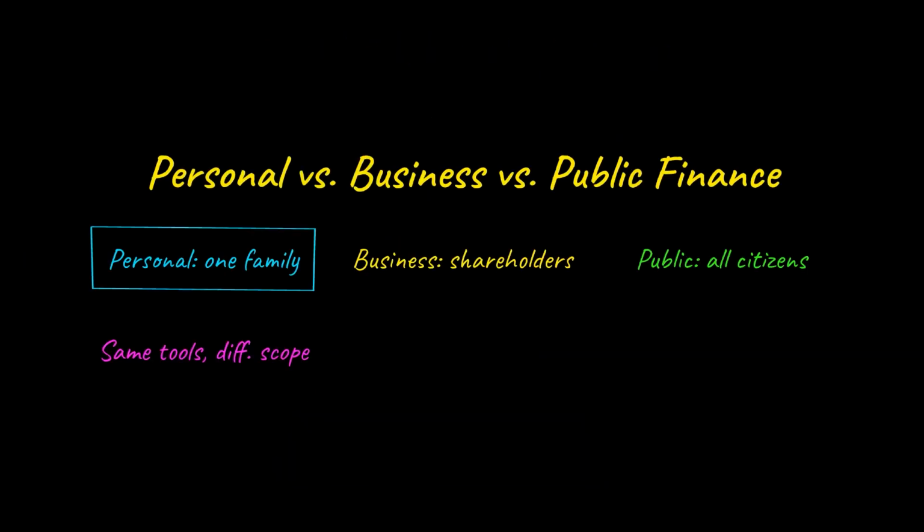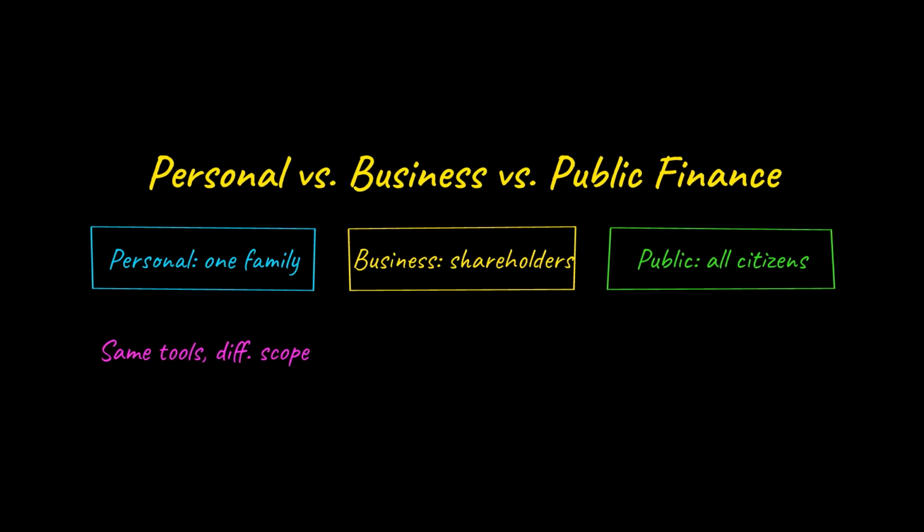Personal finance, business finance, and public finance share many of the same tools, but the category is determined by who the money belongs to and who benefits. Personal finance serves one family, business finance serves a company's shareholders, and public finance serves citizens through government budgets.